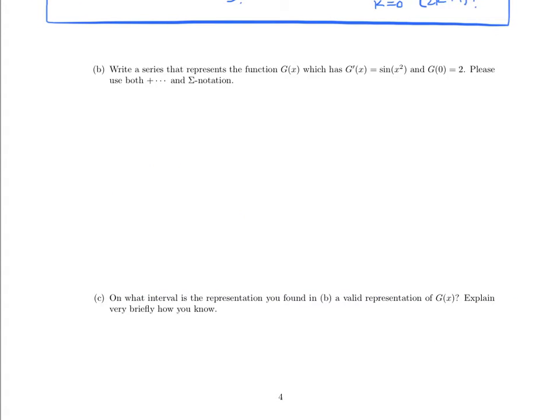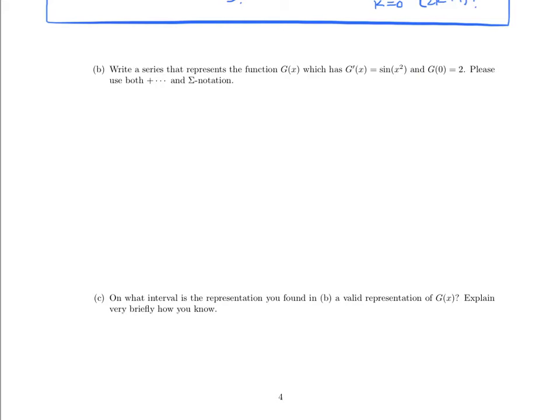Part B of this asks us to write a series that represents the function g of x, where g's derivative is sine of x squared. So g is the antiderivative of the power series that we found above, and specifically we're told that g evaluated at 0 is equal to 2. Let's take this one step at a time.